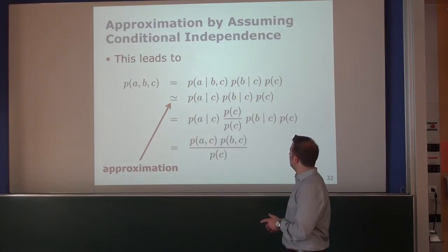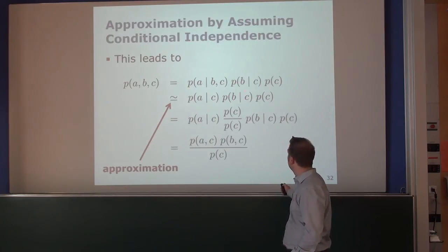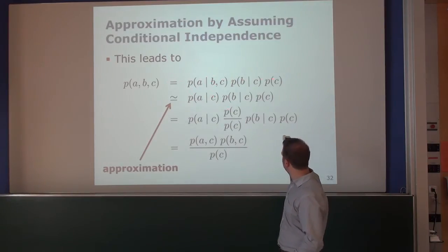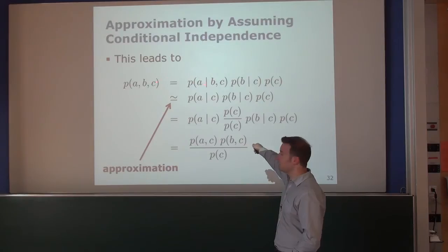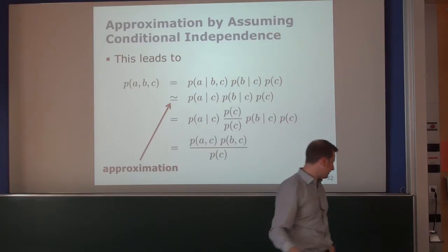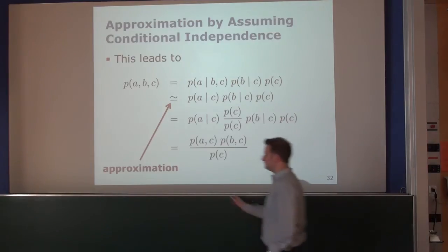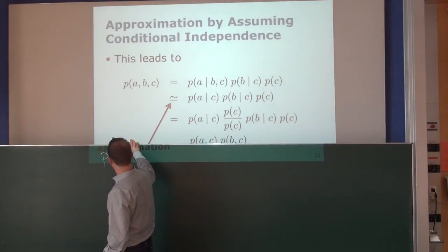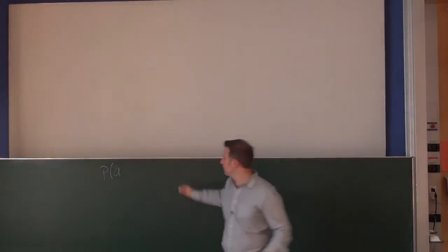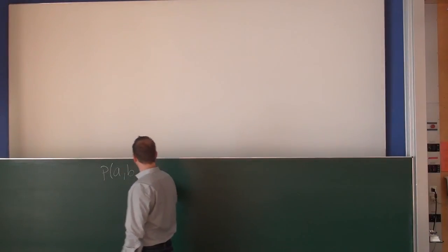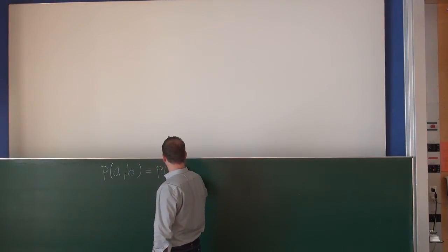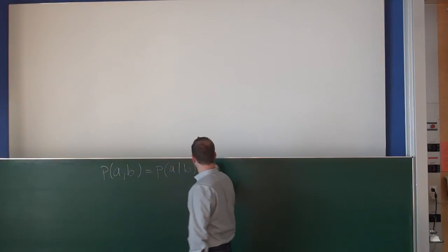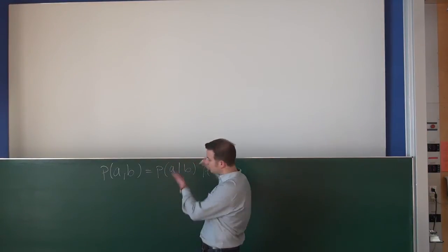This we know, but we have to approximate P of A given C. So the first line is just an exact transformation from here to here. This is just the definition of the conditional probability. So if I have P of A and B, it is equal to P of A given B times P of B. And this is exactly applied there.